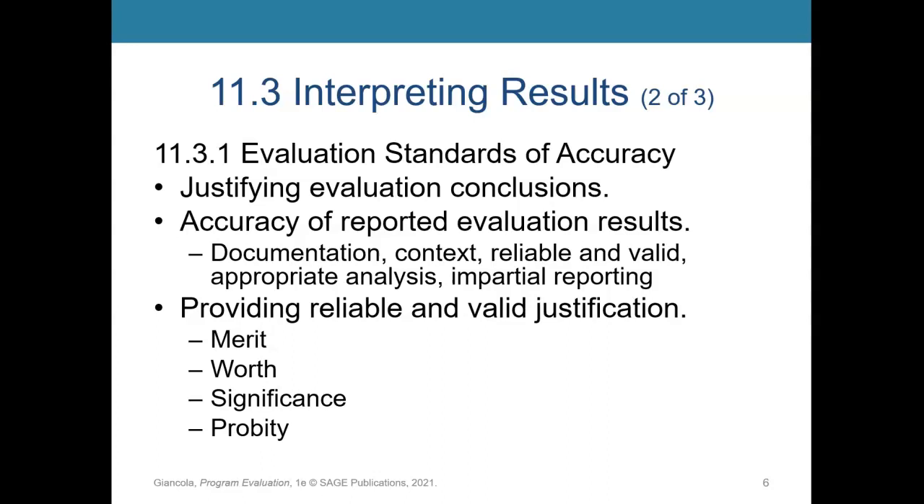Also, other accuracy standards: we want to be sure that we are keeping accurate program documentation, considering the context of the program when we interpret our findings, collecting reliable and valid information, using appropriate techniques for analysis, and ensuring that our reporting of our findings is impartial. There are 4 dimensions of value that help us to be mindful about providing reliable and valid justification. They are merit, worth, significance, and probity.